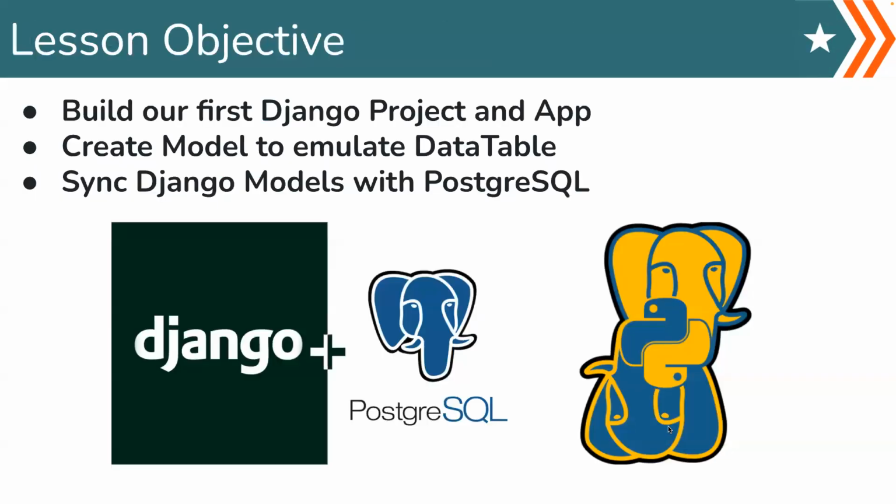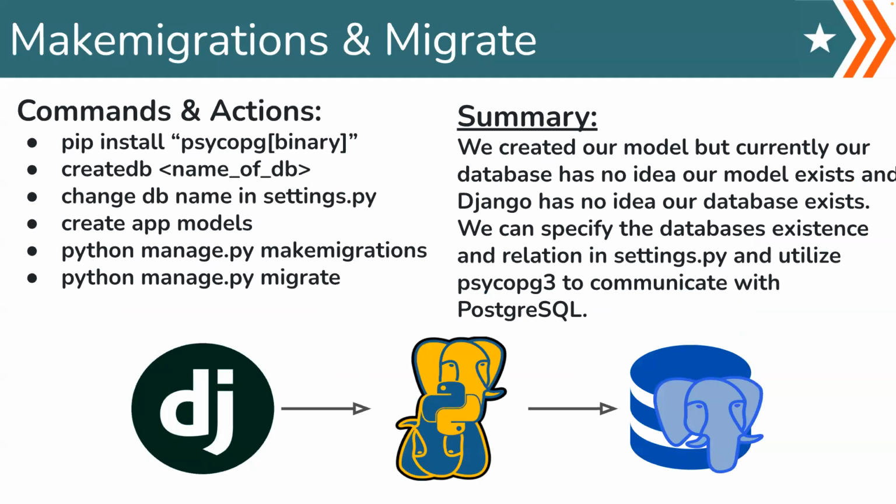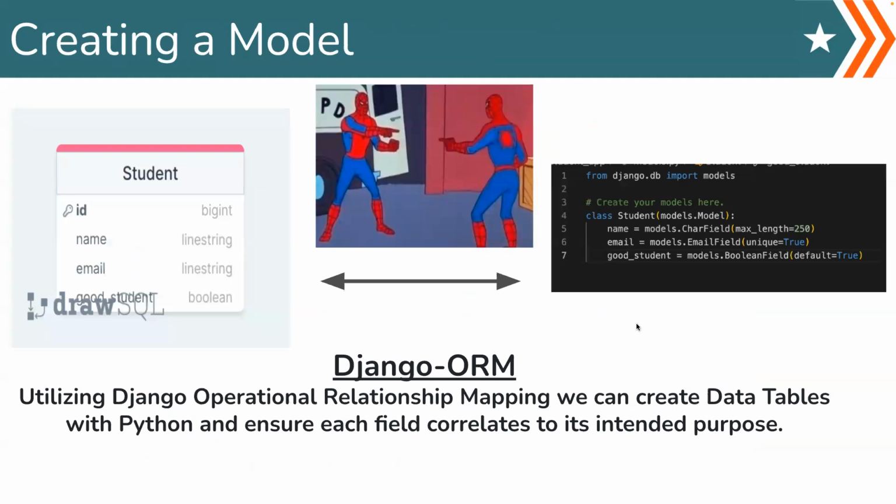And finally, we learned a little bit of how Django connects to Postgres. We use the psycopg2 library, and we create migrations. And then we run and apply those migrations against the database.